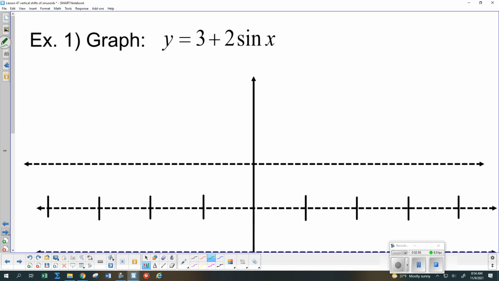So here I have one, and we know this is going to be the graph of 2 sine x, but we have that plus 3 at the beginning. So what does this plus 3 do for us from what we just talked about? It moves it up 3. Everything in the graph moves up 3. Particularly, we're used to the center line being the x-axis. That whole center line moves up 3. So now the center line is at positive 3.